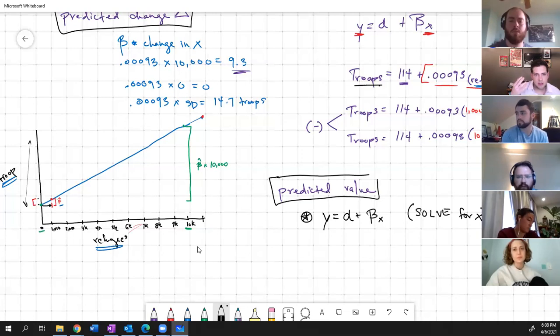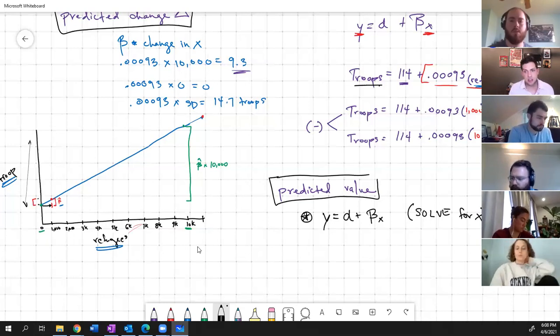And so you can even think about the names for these two things: predicted change versus predicted value. Predicted change is how much do we expect the dependent variable to change when the independent variable changes by some amount. And the beta coefficient is when it changes by 1 unit. And you can manipulate that mathematically to see how much it will change based on other amounts of change in X, not just one unit increase.